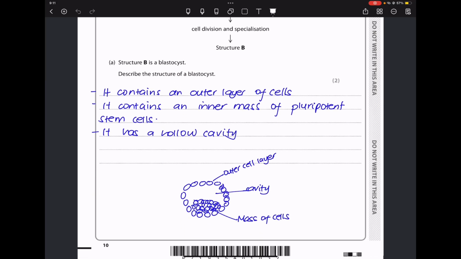So here I drew how the blastocyst would be. We can see the outer cell layer, and then we see the inner cell mass. So there is also a cavity. So I said it contains an outer layer of cells. It contains an inner mass of pluripotent stem cells. Of course, these have not yet differentiated. They're just pluripotent to form the organism. They're not going to form the tissue surrounding the placenta. It also has a hollow cavity, which is what we see here.